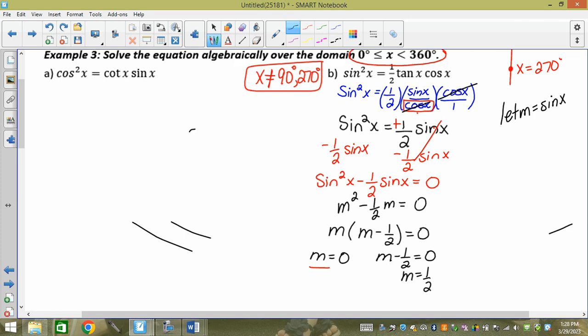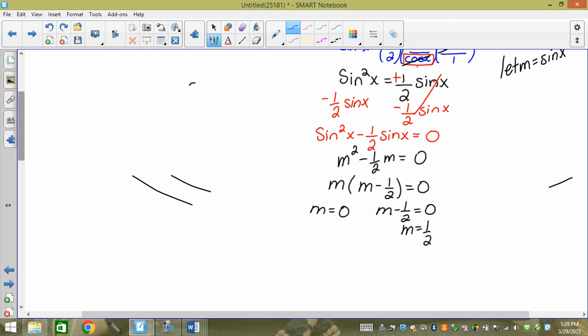Ooh, I went to go box it. That would have been bad. m isn't even a variable. What is m? Yeah, sine x equals 0, and sine x equals 1/2.